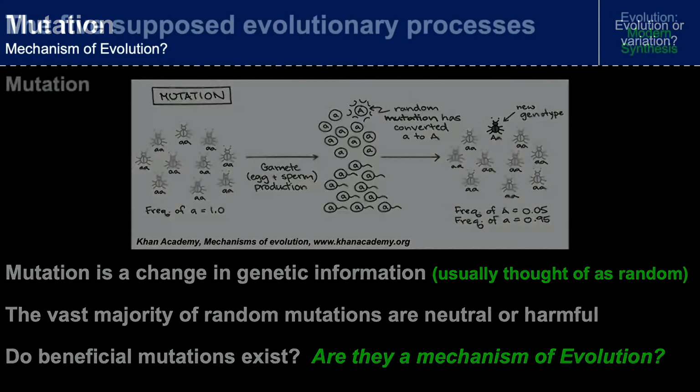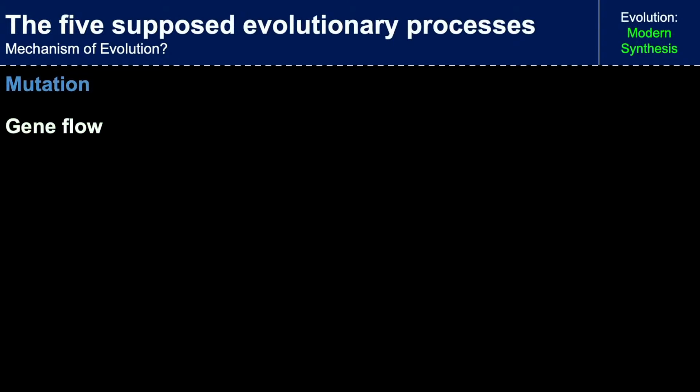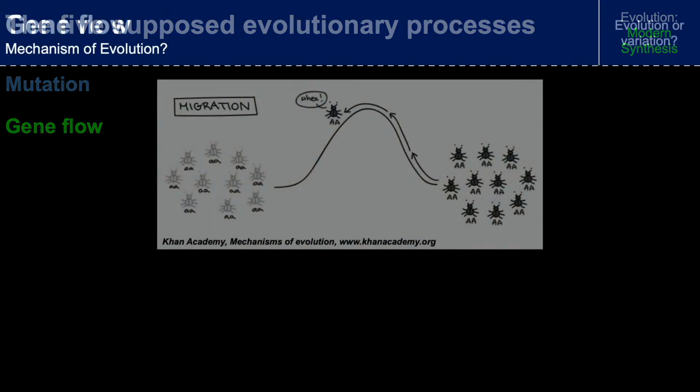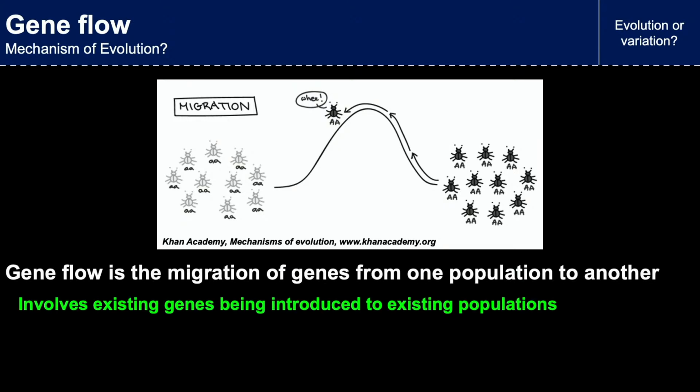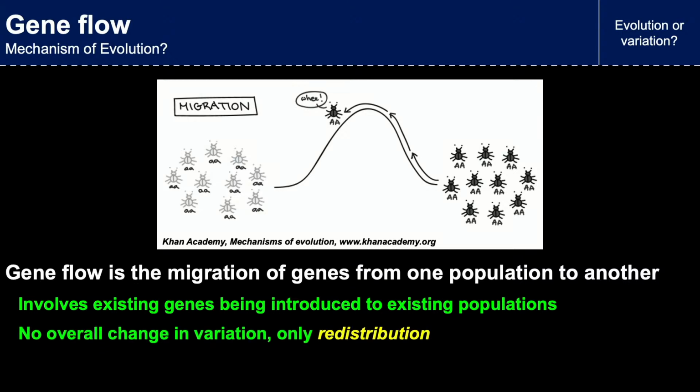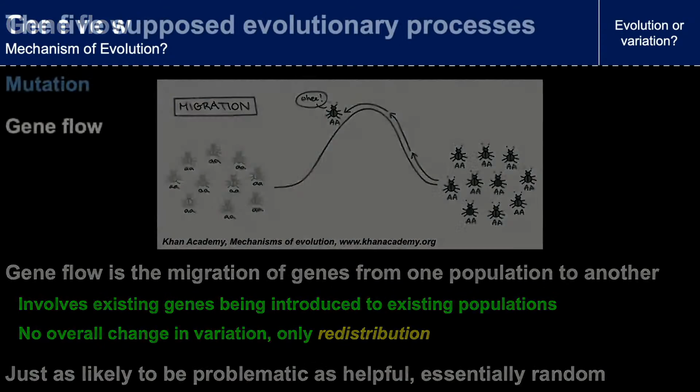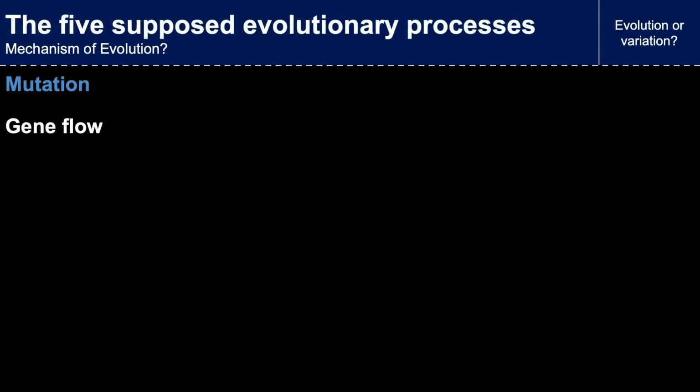So let's talk about gene flow, another supposed mechanism. In gene flow, the idea here is that you've got a migration of genes from one population to another. In the little graphic here, this little beetle saying "we" as it goes from one population to another. And so you're taking existing genes and just introducing them to a new population. Of course, doing so does not actually create variation, it just redistributes it. And that's just as likely to be problematic as helpful.